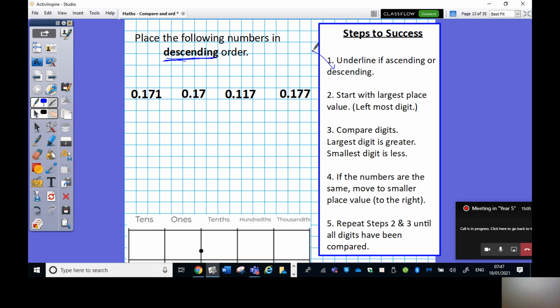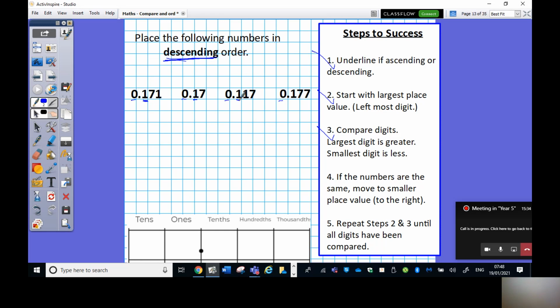Again, we're going to start with the largest place value. Which one is that? Shout it out. Good. What are all the digits? Excellent. And they're all the same. Now what do I do? Yeah. Step 4 is, okay, so what's the next place value? Tell me. Good. It's the tenths.